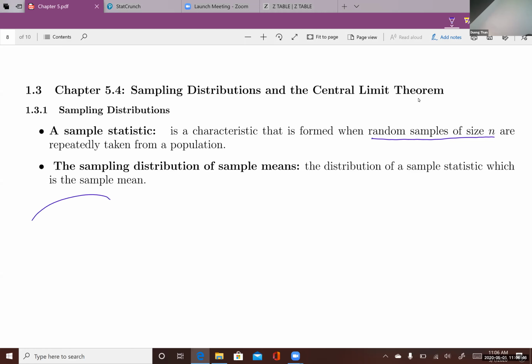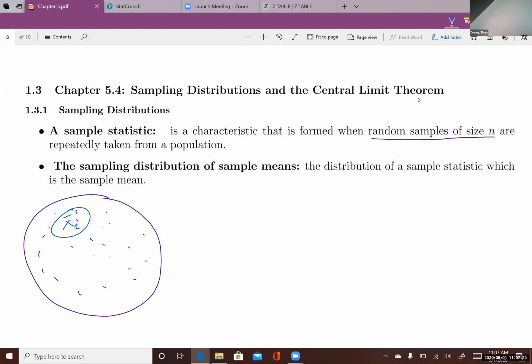Imagine I have a population here, and then I randomly take a random sample from this population of size n. So this is a sample of size n. And then from the sample, for example, if I want to find the sample means of my sampling distribution, I take the mean of this sample. I call it x bar 1. So x bar 1 is the sample mean of the first sample.